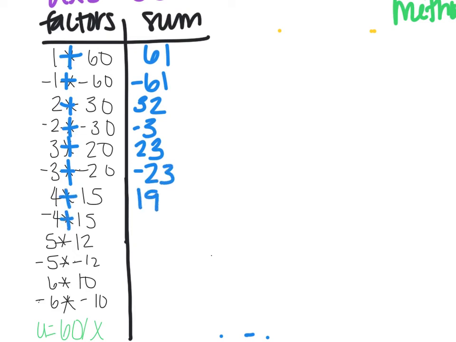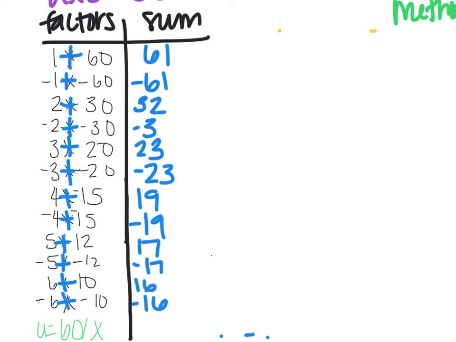Negative 4 plus negative 15, that should be a negative 19, sorry. That's going to be a negative 19. 5 plus 12 is 17. Negative 5 plus negative 12 is negative 17. 6 plus 10 is 16, and negative 6 plus negative 10 is negative 16.